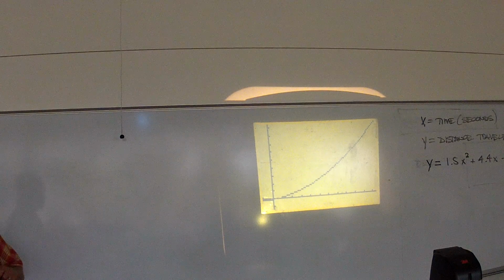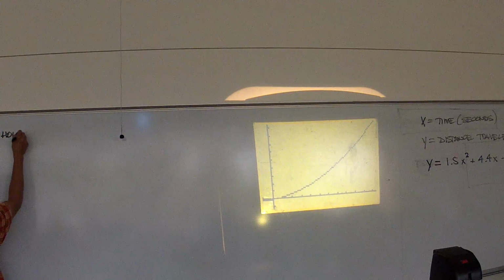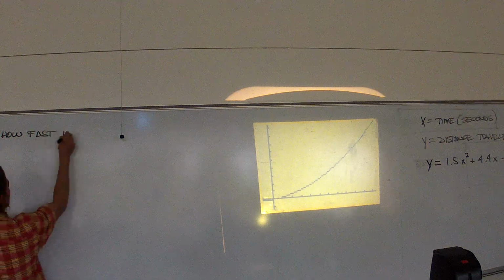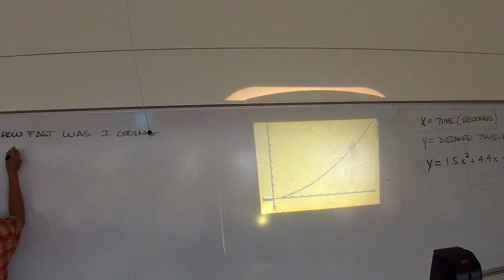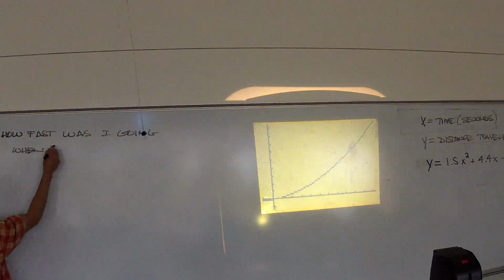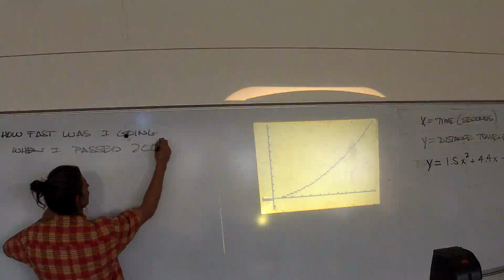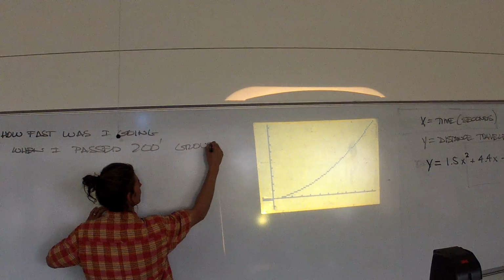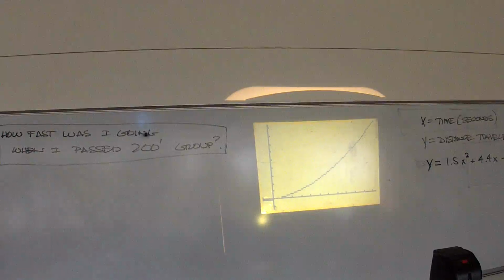Okay, friends. Now the question I want to ask is, how fast was I going when I passed the 200-foot mark? That's the question that we're going to leave up, and it's going to take us about 30 minutes to answer it, because we have to build a skill set.